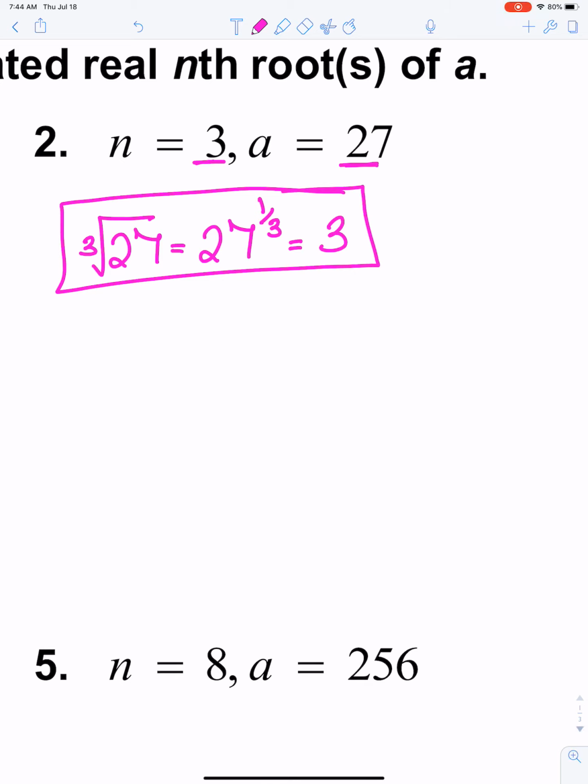Okay, again, if you're catching on and you feel confident, I strongly, strongly urge you to try these on your own. Pause the video, try the number 3 on your own, and then watch number 3.